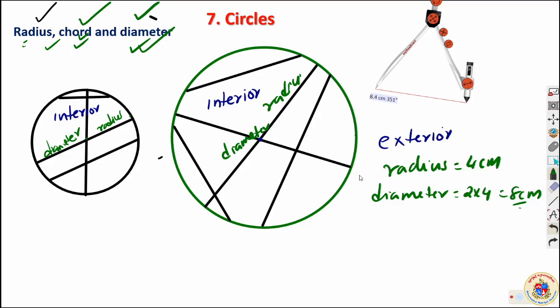And how many diameters? N number of. You can make as many as you like. Right? But the radius will decide the size of the circle.